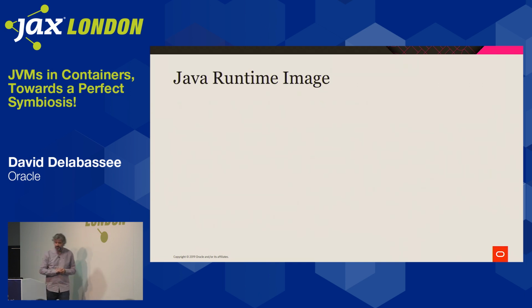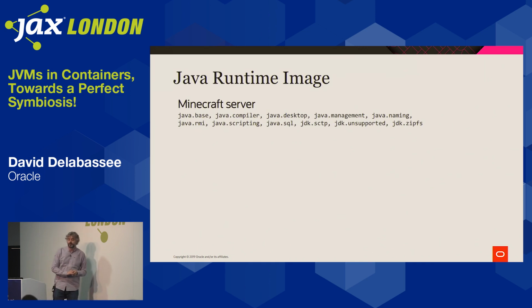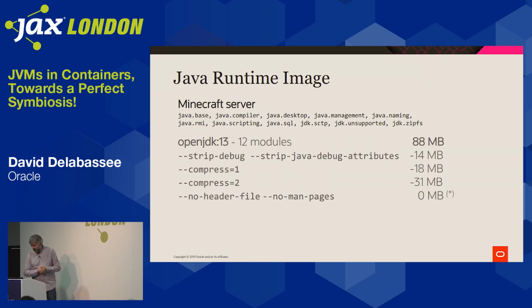So what I did next was take an enterprise application, a server application. I'm sorry for that, but the only one that I quickly found was the Minecraft server. But that's still a server. The Minecraft server is open source. It needs 12 modules to run. Those 12 modules on JDK 13 weigh 88 megabytes.